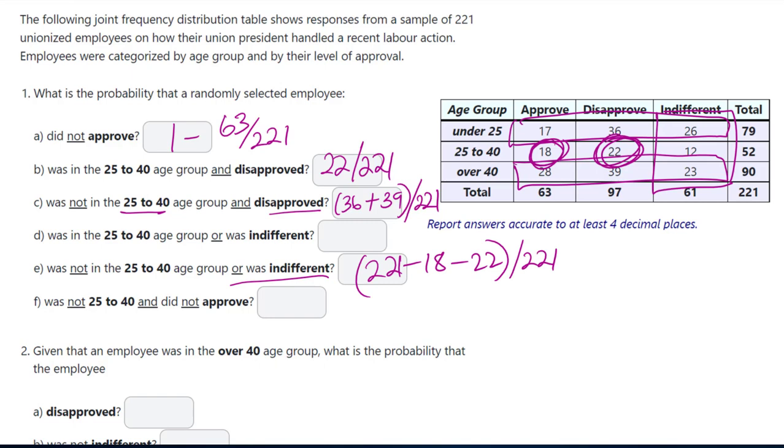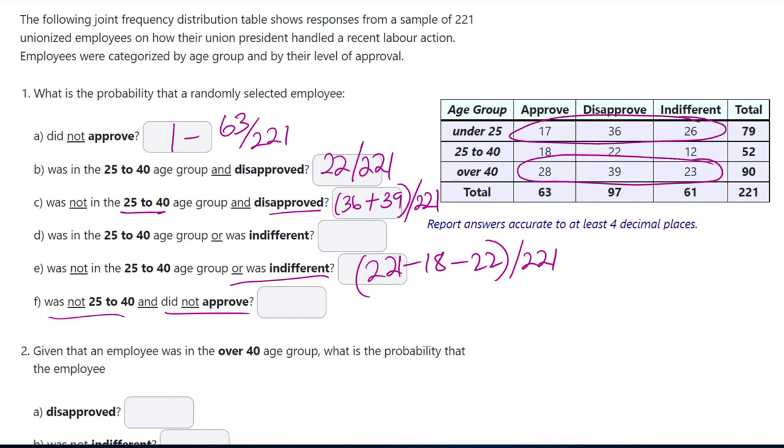In F, was not 25 to 40 and did not approve. So was not 25 to 40, that would be this age group and that age group, and did not approve. And did not approve will be either that they disapprove or they were indifferent. Because we want and here, we're going to add up all the intersections there. So 36 plus 26 plus 39 plus 23, all those divided by 221.